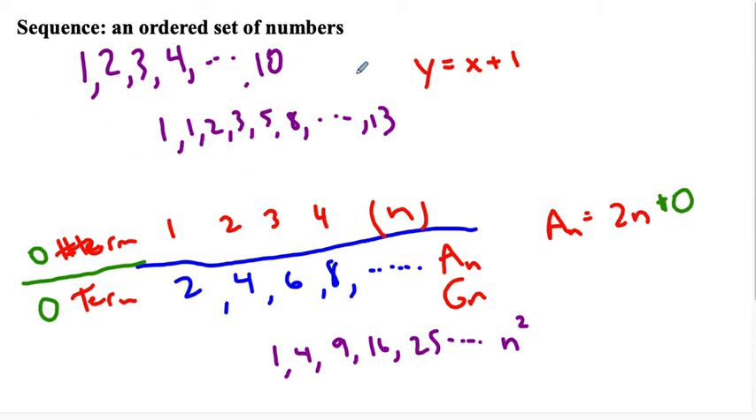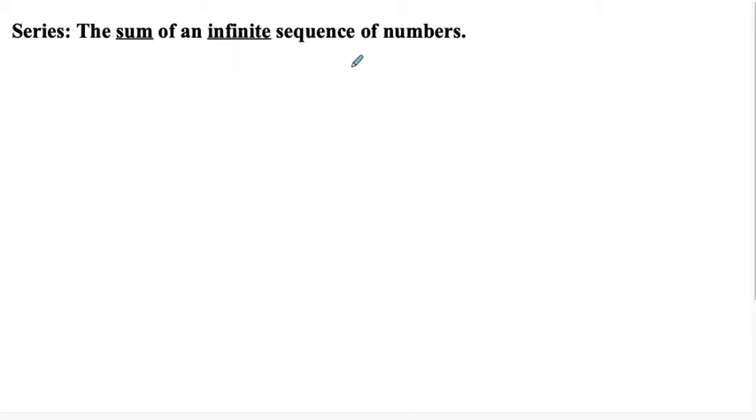Now, sequence, simply an ordered set of numbers. A series is the sum of an infinite sequence of numbers. Please bear in mind, a sum means that we're adding. So if I was looking at the series, 1 plus 2 plus 3 plus 4 plus... Now technically, this would go on forever. So a series would be the sum of an infinite sequence. So if we had the sequence 1, 2, 3, 4, the series would be the sum of that.